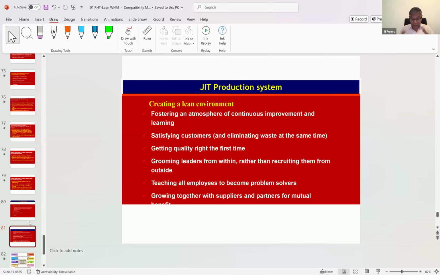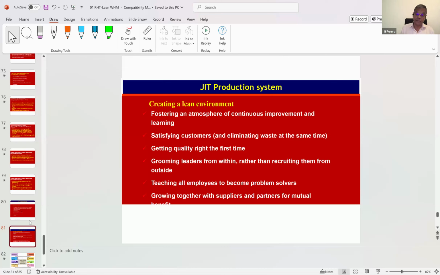So in creating that particular lean environment, what is lean? You are eliminating all the waste systematically. So they have eliminated inventory waste. They have eliminated overproduction waste. They have eliminated overprocessing waste. They have eliminated defect waste. Like that, so many wastes they have eliminated, and finally altogether it becomes just in time.